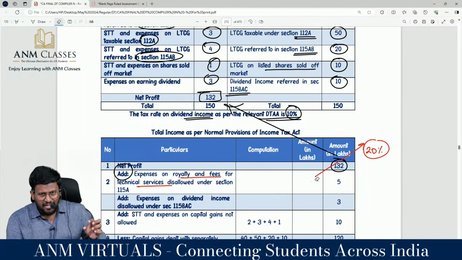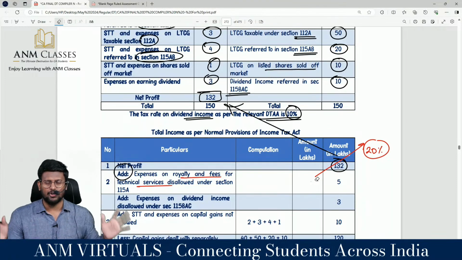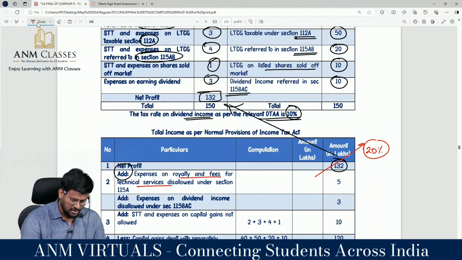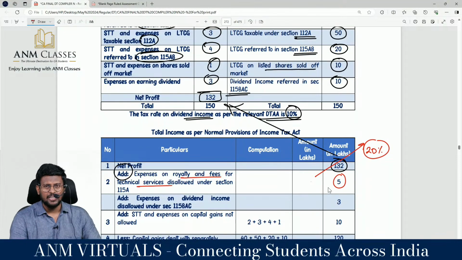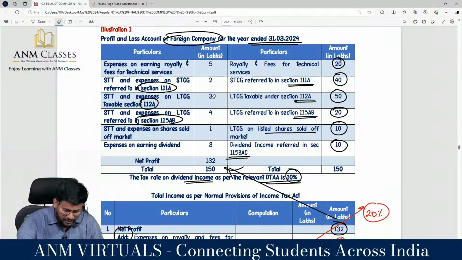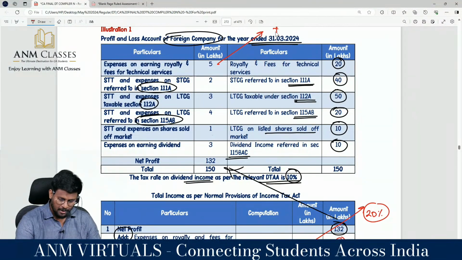But as per our examination, if you are taking it as 20%, I will not remove it, I will not add it back. Logically you understand, instead of matching with the answer. So that's it. I am assuming that it is going to be taxed at 10%. I have added back this 5 lakh. Fantastic to the core. I have added back.